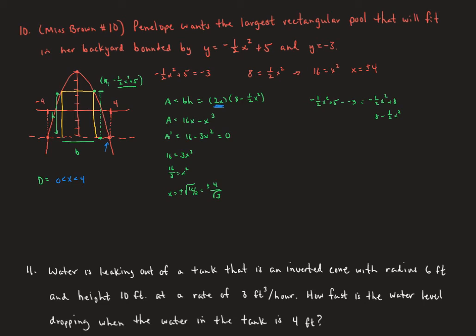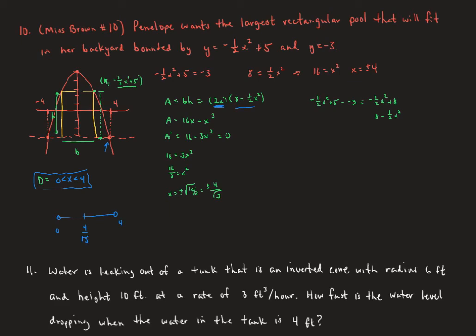And likewise, if x was 4, we'd have a height of 0. And so I kind of think we probably should stick with the strict inequalities, which is unfortunate because that means we can't use our candidate test. But we're going to be okay because we only are going to have one critical point on this domain, and that's going to be the positive 4 over the square root of 3.